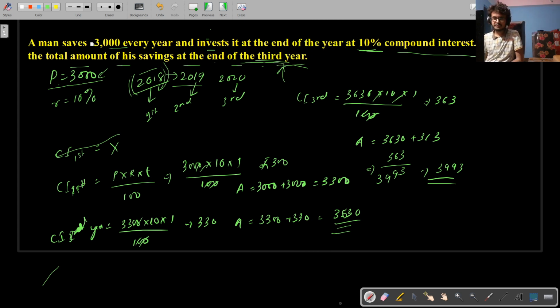So what's the answer? Check it. 9,930? No, 9,000 anyway. It cannot be, because it's just 10% compound interest.